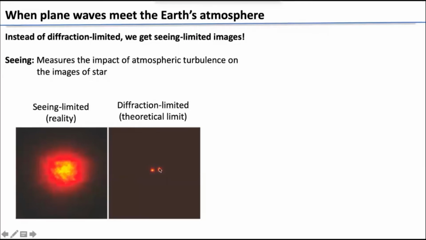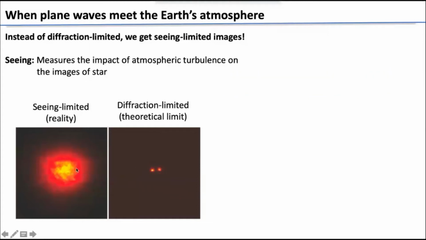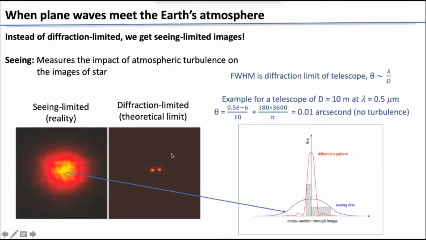For example, you're looking at this binary star system. I'm not sure if these are real images; these may be simulated images as well. If you don't have an Earth atmosphere, you must see two separate images of your binary star. But what you see is just a big blob of light, and you can't really see anything here, right? So this is what the Earth's atmosphere does to your images.